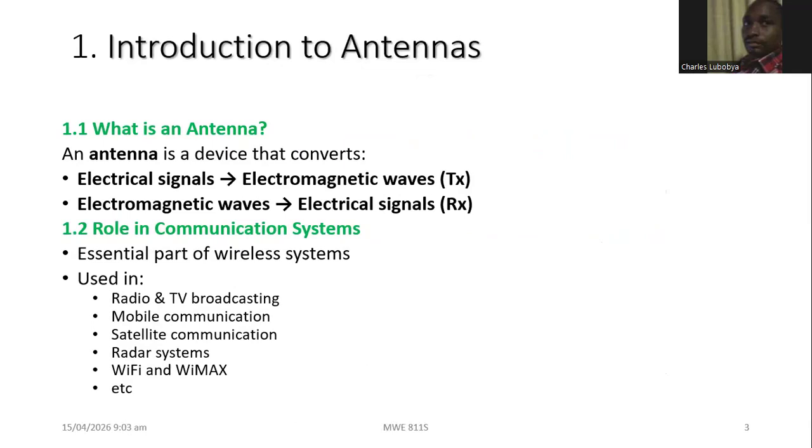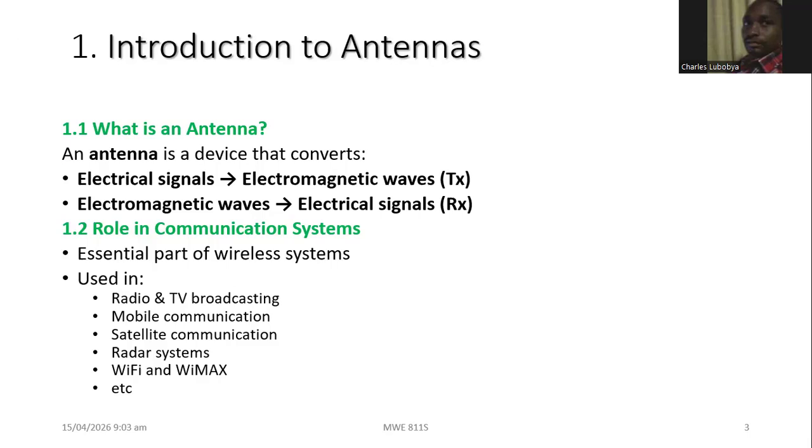So let's begin with a word of introduction. What is an antenna? An antenna is nothing but a device, an electronic communication component device that converts electrical signals into electromagnetic waves. That is, if you talk of it in terms of the transmitter side. From the transmitter side, it will convert electrical signals into electromagnetic waves. But from the receiver side, it will actually convert these electromagnetic waves into electrical signals.